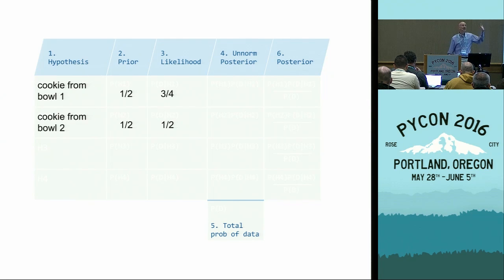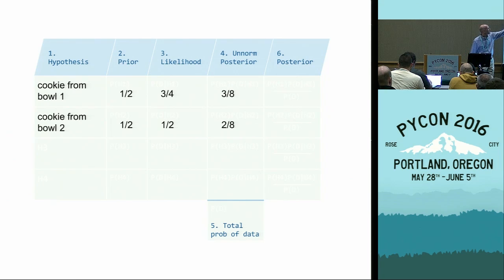Okay, at this point, you can stop thinking. The spreadsheet will do the rest of the arithmetic for you. The way it's going to work is it's going to take all the likelihoods and multiply them by the priors, and the result is column 4, and that is the unnormalized posterior. And so if your spreadsheet has done its work, it should have filled in 3/8 and 2/8, or the floating point equivalents thereof.